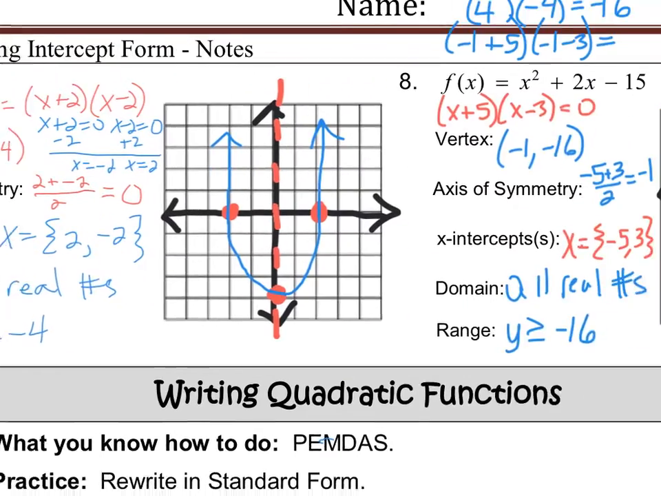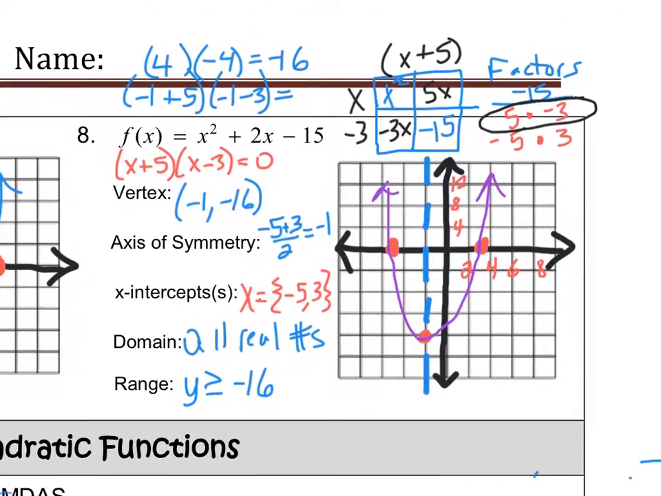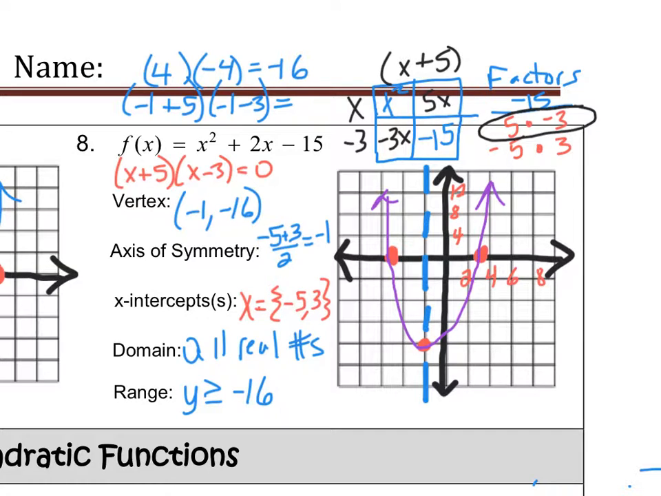Then on number 8, I had to factor it. It was a fairly straightforward factoring. And then I put each of my factors equal to 0, and that gave me x is -5 and x is +3. Hopefully by now you've started noticing a pattern of putting them equal to 0 as to what happens with our zeros. Then I took my two solutions, found the middle point between them for my axis of symmetry, and then used my axis of symmetry to figure out my vertex.